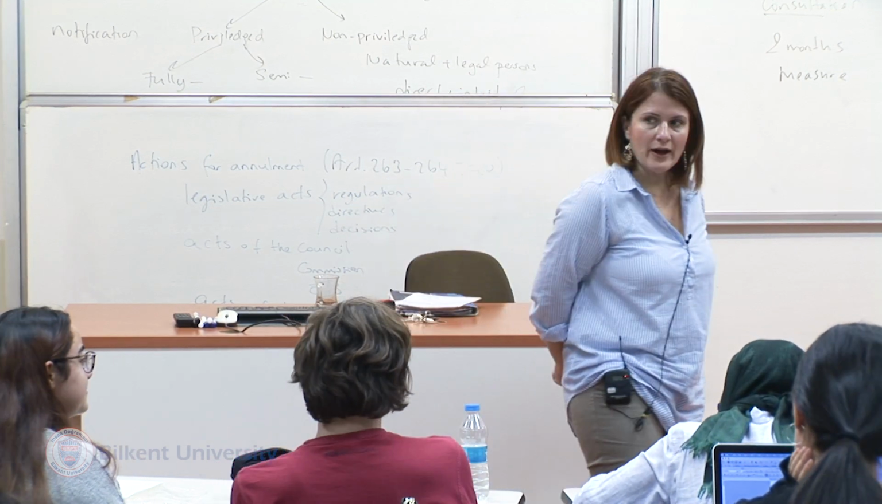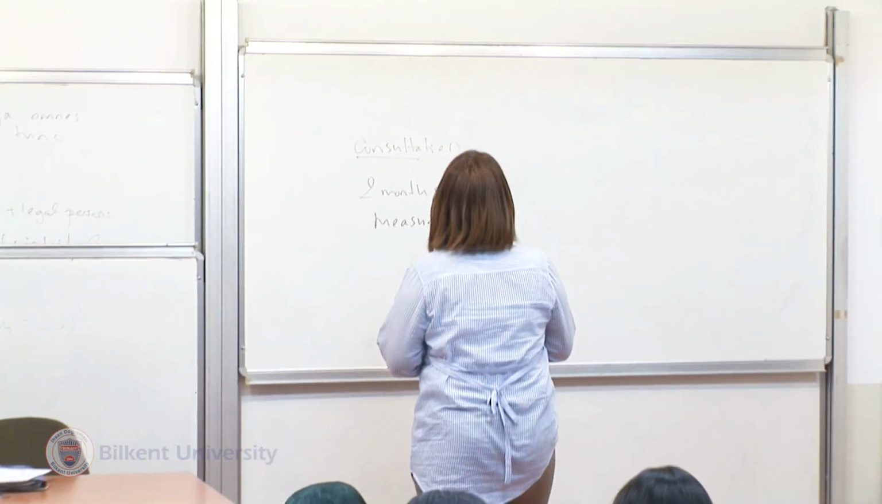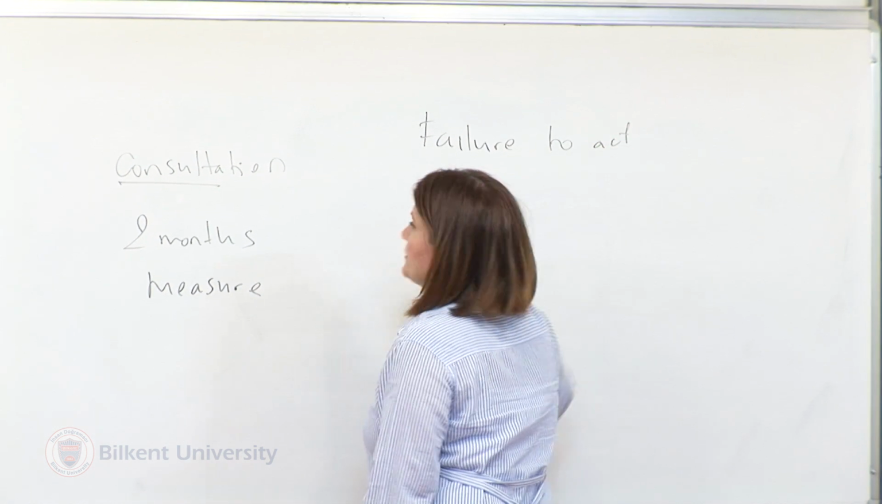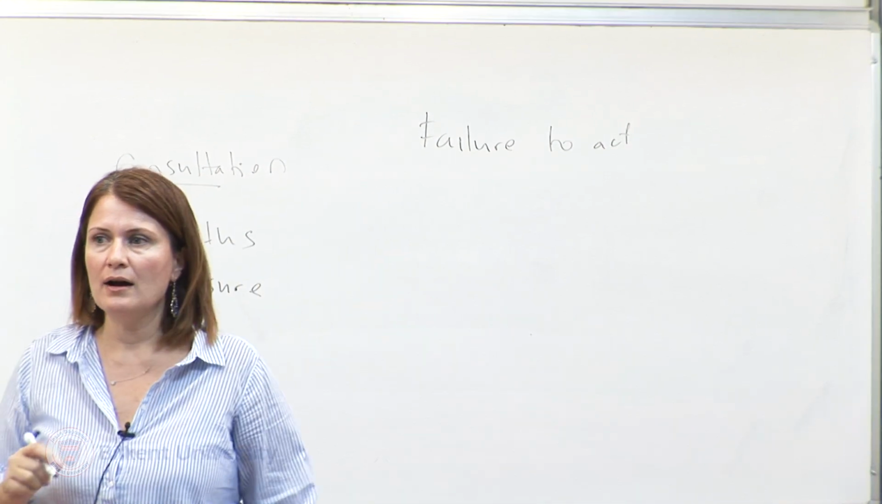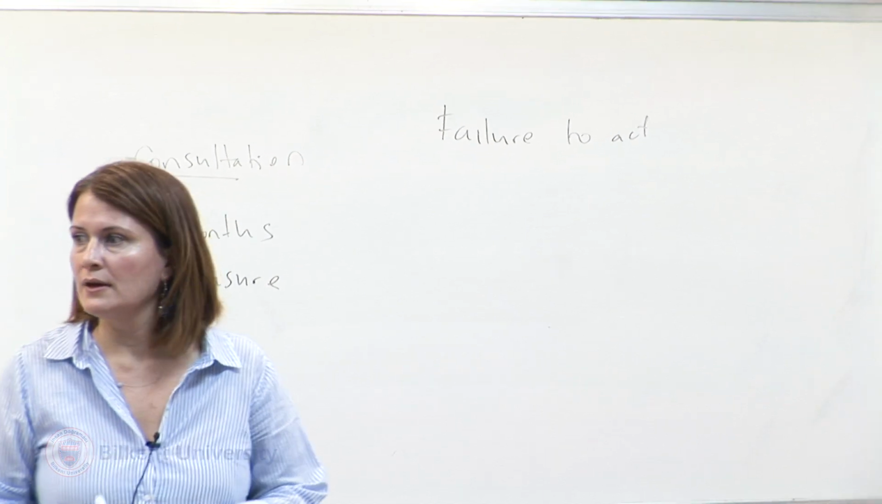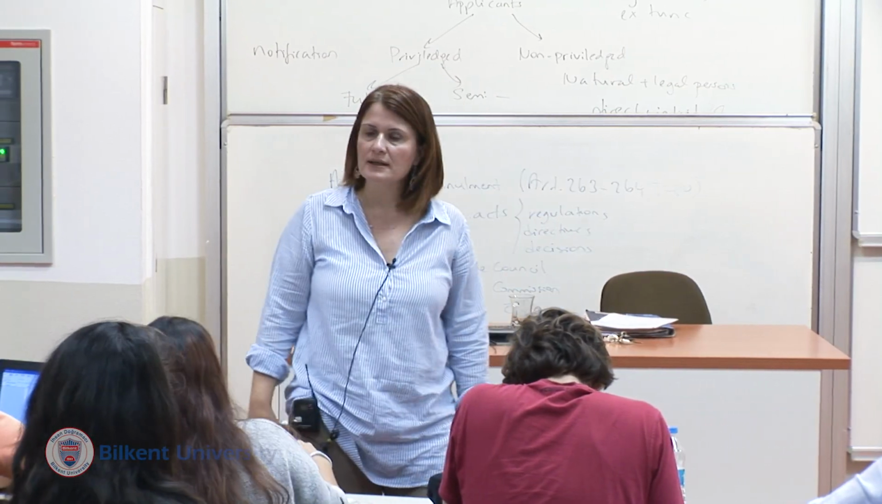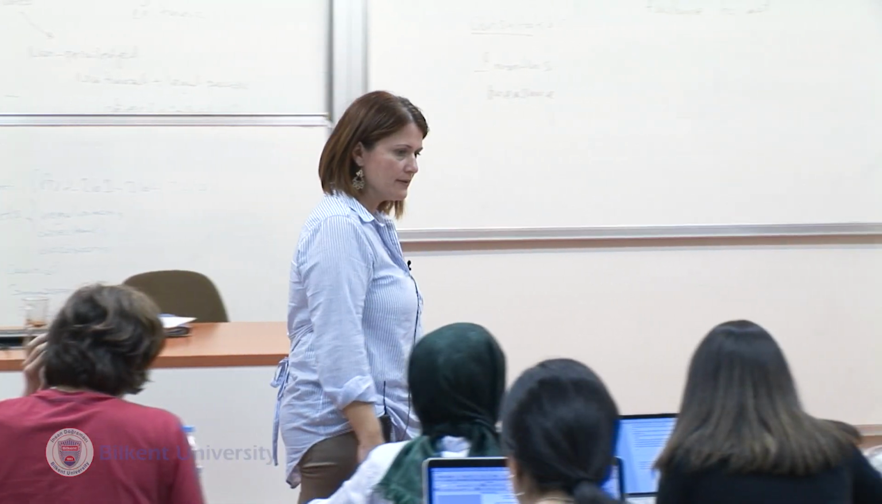The next type of action is an action for failure to act. In Turkish, ihmal veya hareketsizlik davası. No? We discussed an action for infringement. We discussed an action for annulment. Now the third is an action for failure to act. What do you remember about this type of action?